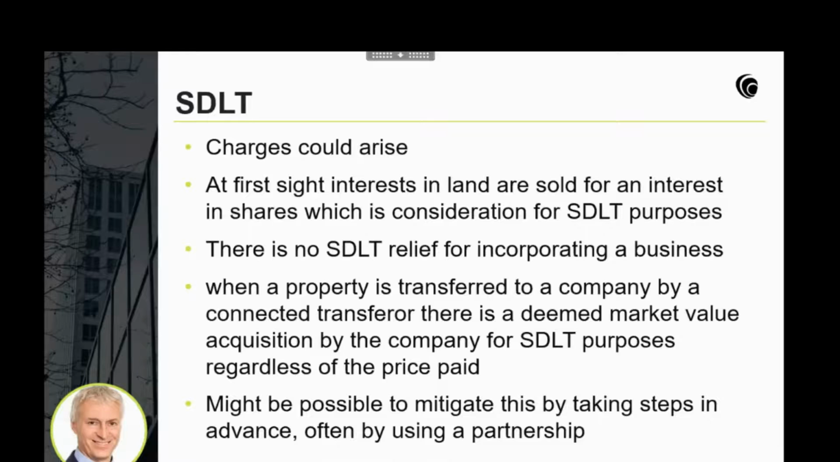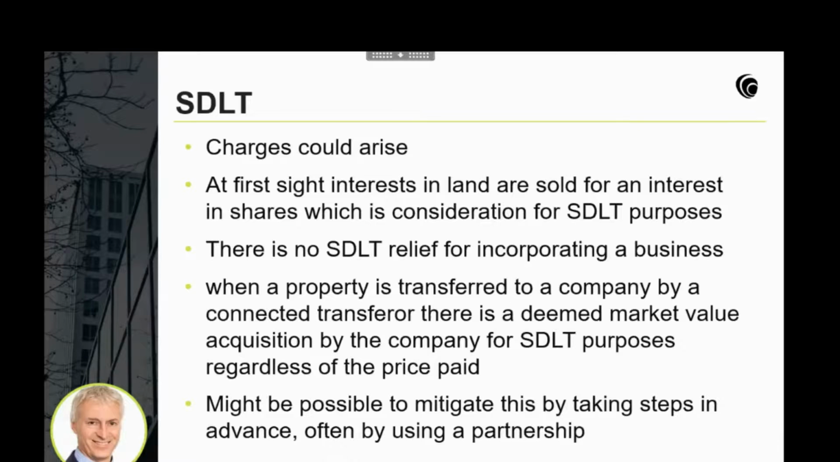If you have any property involved in your business, which you're moving across, so if, for instance, it is a property business, then stamp duty land tax is chargeable. There's no special relief on an incorporation, unlike for capital gains and VAT. So this can become quite a significant problem.